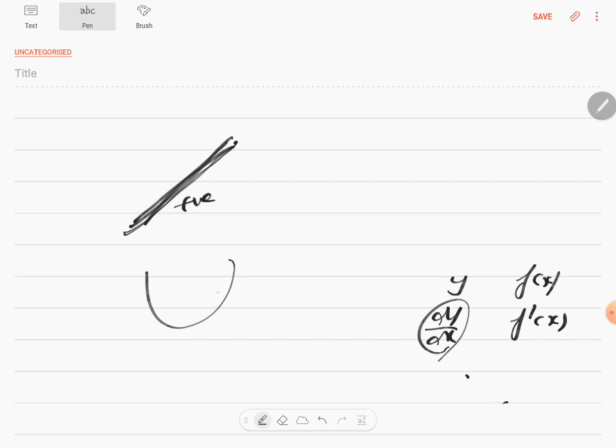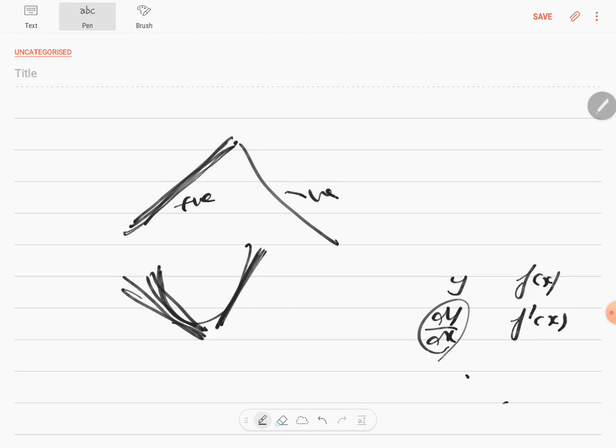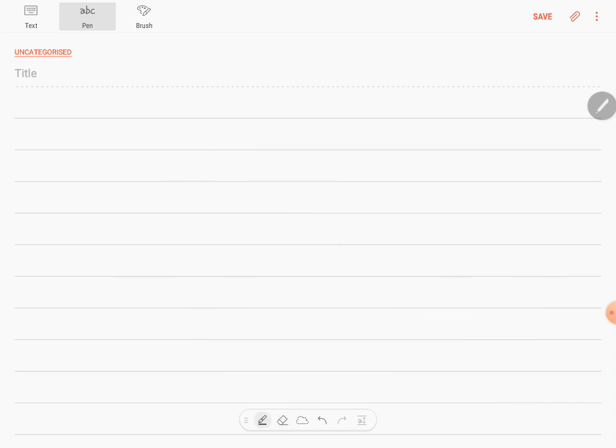So a function has a graph. If it's an increasing graph, obviously the slope will be positive. This is a decreasing graph on the side, so if you take the slope, it will be negative. So basically you should understand that to decide whether a function is increasing or decreasing, you have to analyze whether the slope is negative or positive. If the slope is positive, the function is an increasing function. If the slope is negative, the function is a decreasing function.